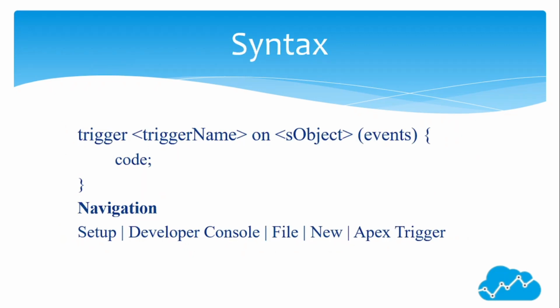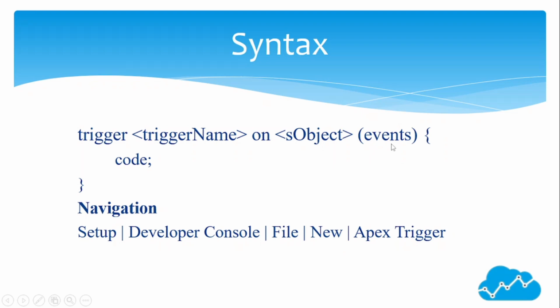Syntax. So trigger keyword is there, then trigger name. As per the business scenario, we have to provide the name like anybody can understand for what this trigger has been written on the object. Here, on which object we are going to write the trigger, that object will be here.